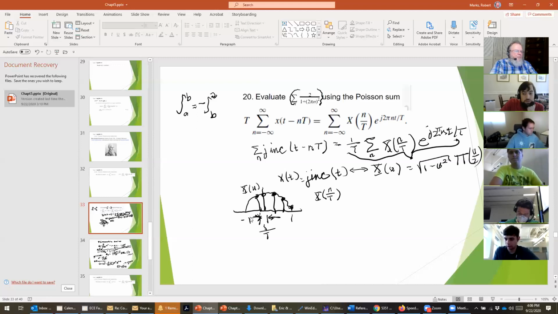Supposed to be arrows here. Let me try that again. What I meant to do is do arrows like this and say the separation between the points was 1 over T. Okay. Now, how many samples are there? Well, it depends on what T is, right? Because the bigger T is, the more samples you're going to have. But one of the interesting things about the Fourier transform of the jinc is that an infinite number of these samples are going to be 0, isn't it?